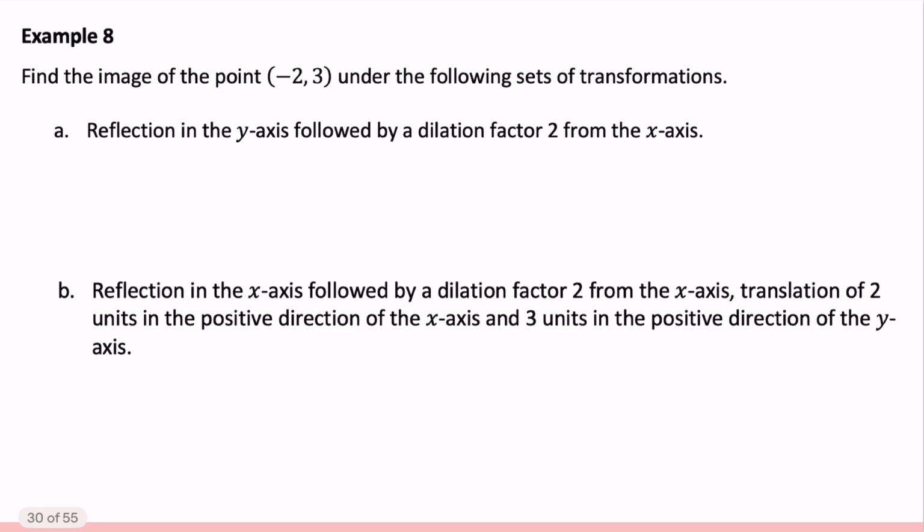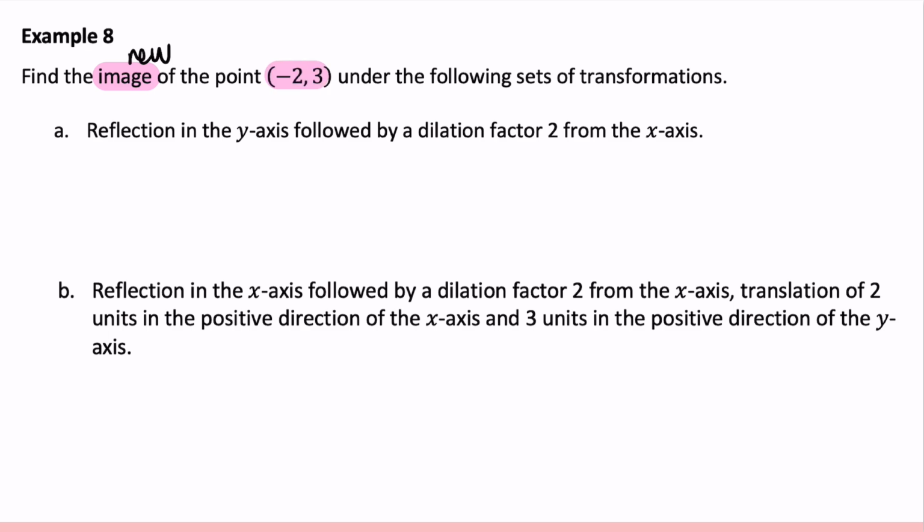Okay, so now we're getting to the exciting part because this is where we're going to combine several of the transformations together. So we're going to start off very simple just by thinking about a point, and then eventually we'll get to a point where we're thinking about a whole function. So find the image of the point, and remember the word image means the new point, -2, 3 under the following sets of transformations.